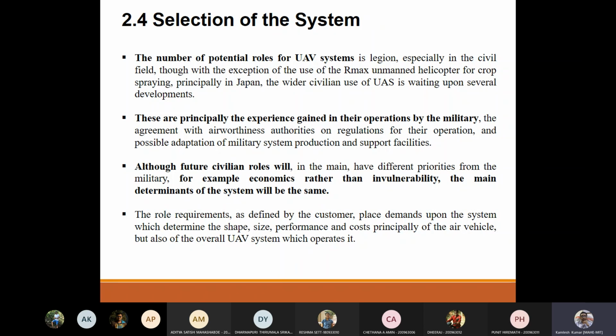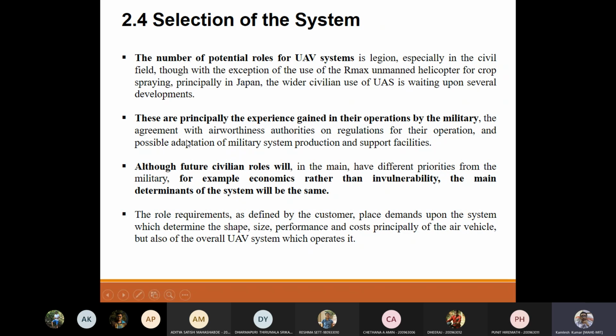What system selections are required for civil, and what system selections are required for military should be very clear. The basics will be the same; the basics of the system will mostly be the same for both cases.